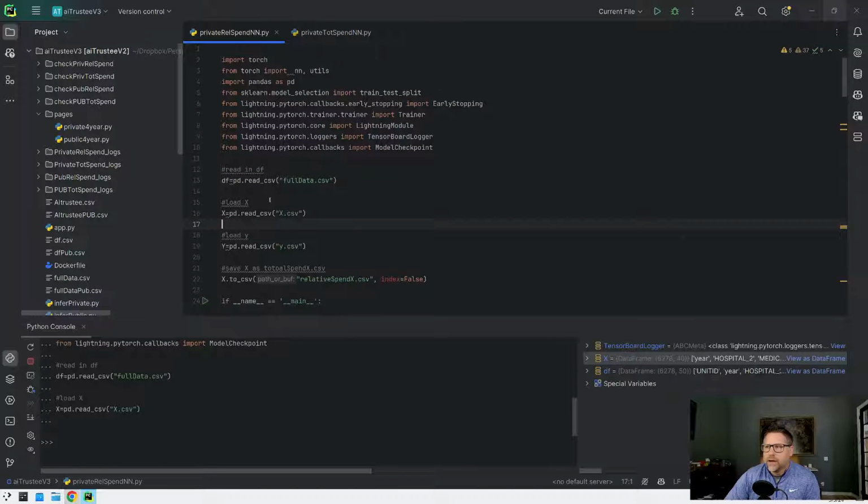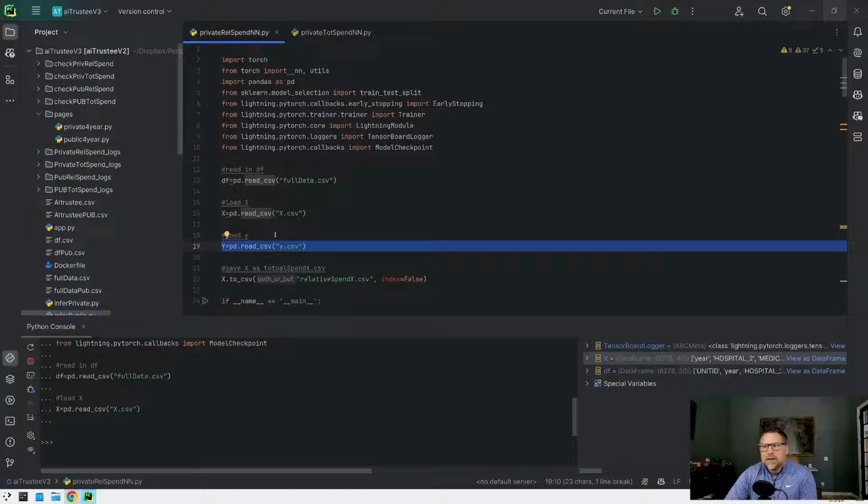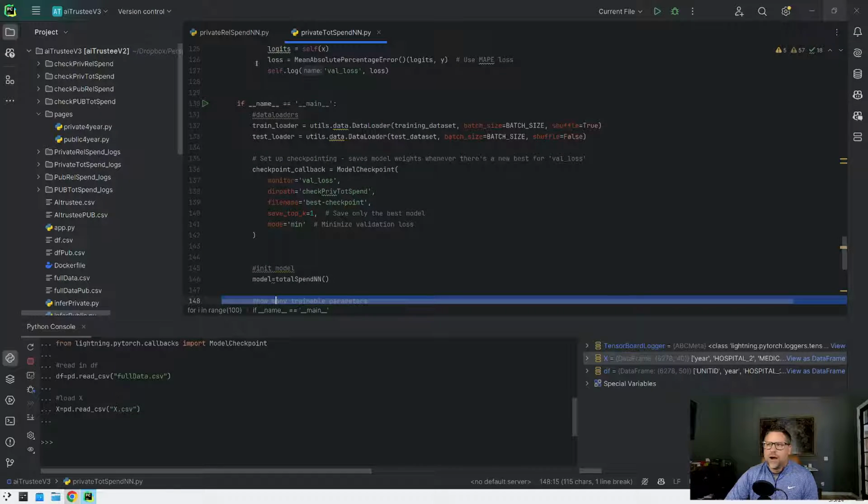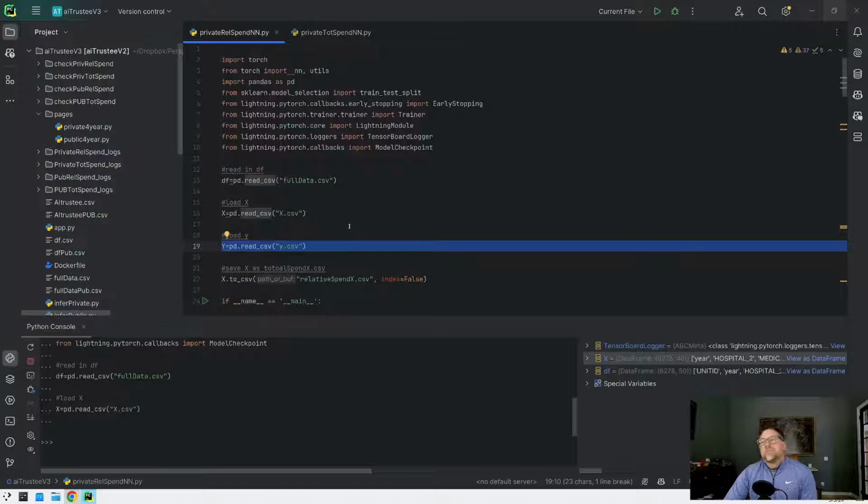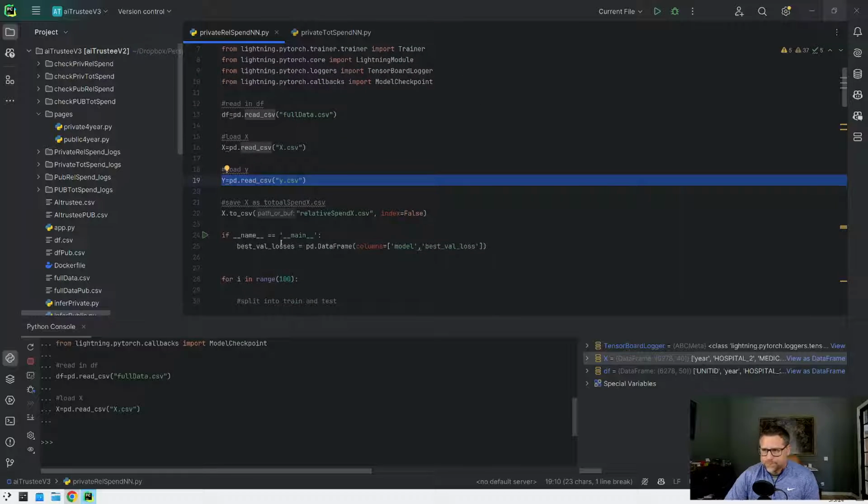All right, so I have a similar approach for predicting total spend. Really the same inputs going into that model, and it's just predicting a different outcome. The outcome in this case, the Y vector, is relative spending, so the percentage of spending that goes to different functional categories, whereas in this model, the Y is total spending overall.